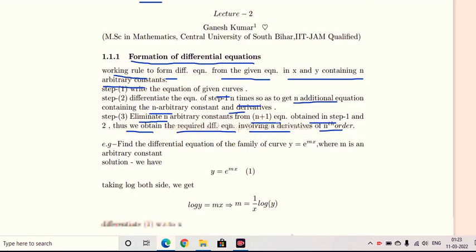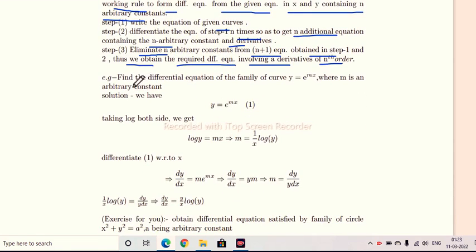So take an example first. Find the differential equation of the family of curves y equal to e to the power mx, where m is an arbitrary constant. Since there is one arbitrary constant, we differentiate only one time. Solution: we have y equal to e to the power mx. This is the family of curves.